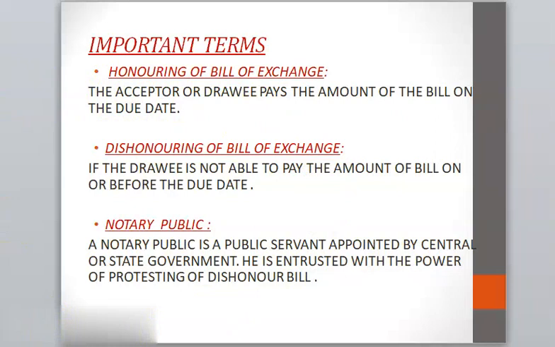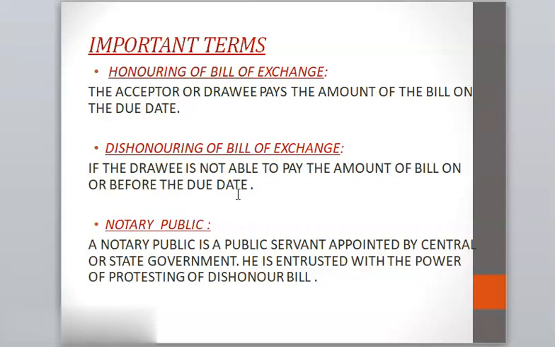It means whenever the bill period is given, maybe for 2 months or 60 days or 90 days, the bill is honored. It means the drawee has done the payment on the due date. Dishonoring of bill of exchange. It means if the drawee is not able to pay the amount of the bill on or before the due date. After completing the particular period, maybe 2 months, 60 days or 90 days, the drawee is not able to do the payment, and that is called dishonoring of bill of exchange.